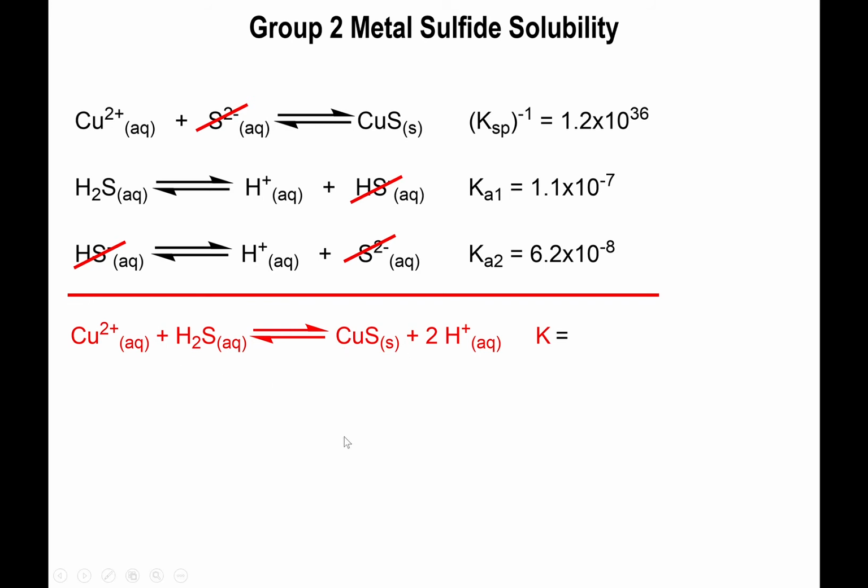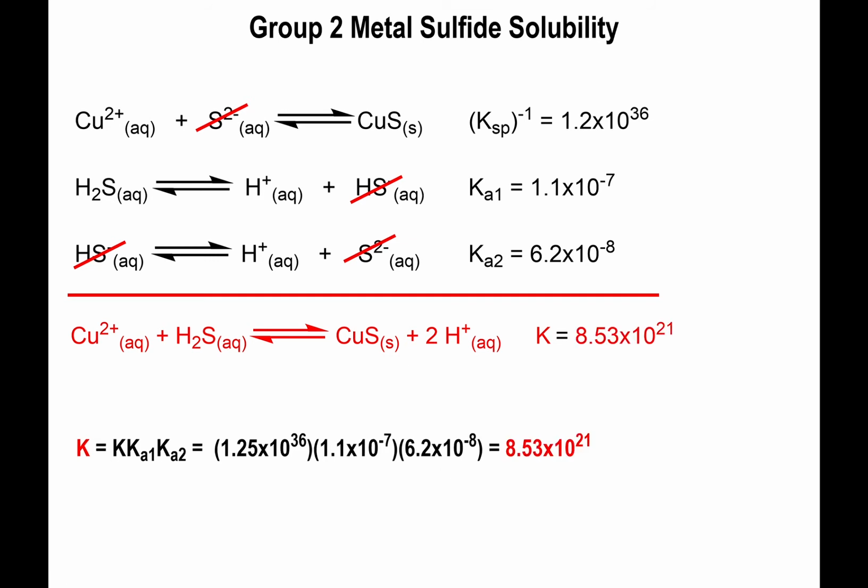So this looks very likely as to what's happening in that specific flask when you add the H2S to your copper solution. So let's figure out what happens to the equilibrium constant. We have already applied the -1 power to the KSP, so we now can multiply the equilibrium constants together to yield the new equilibrium constant for the final equation. So we have 1.25, so here I've included the extra digit that I didn't have right here, times 10 to the 36, 1.1 times 10 to the -7, and 6.2 times 10 to the -8, which generates a value of 8.53 times 10 to the positive 21. So this reaction, just by looking at the equilibrium constant, tells you, yeah, this wants to happen.